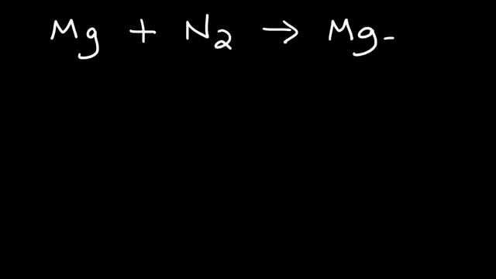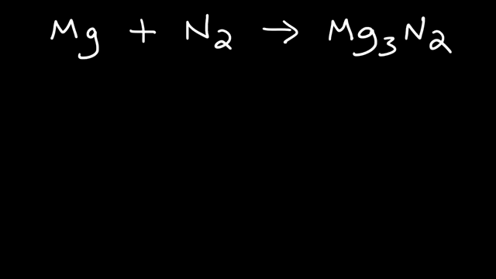In this video, I want to talk about how to balance a chemical equation. So let's start with this example. Let's say we react magnesium with nitrogen gas. It's going to produce a compound called magnesium nitride. So what do we need to do in order to balance the chemical equation?